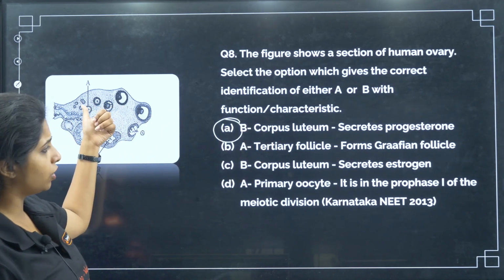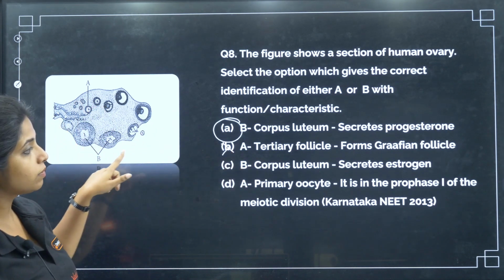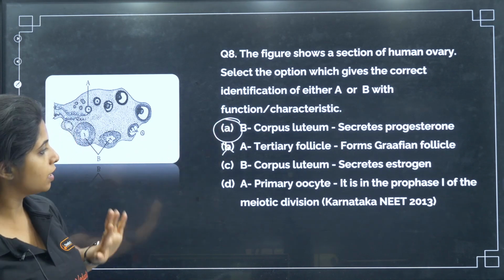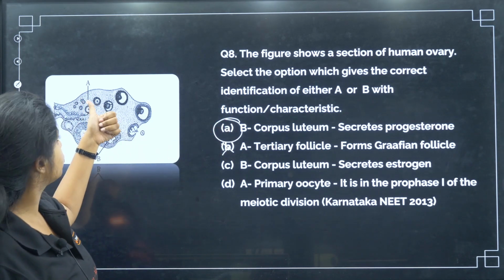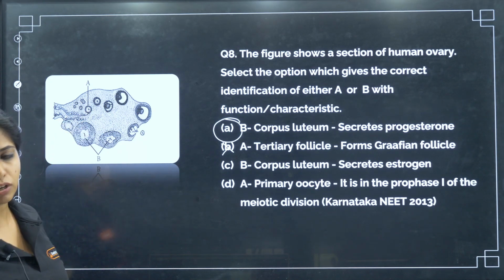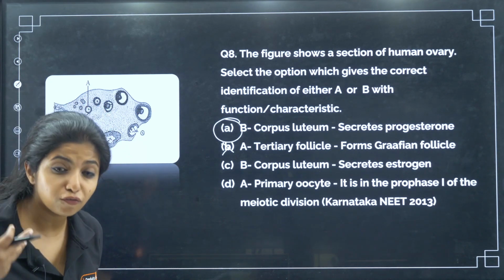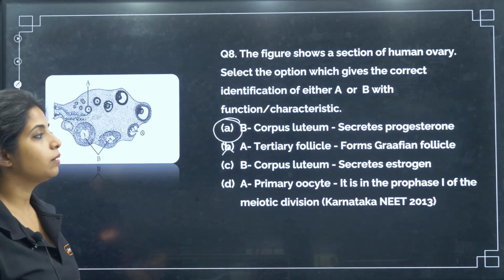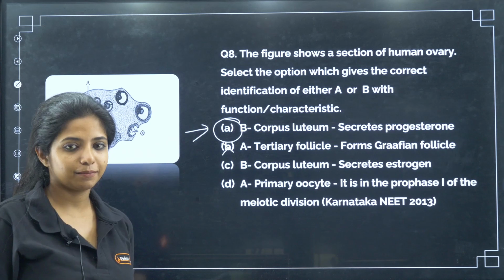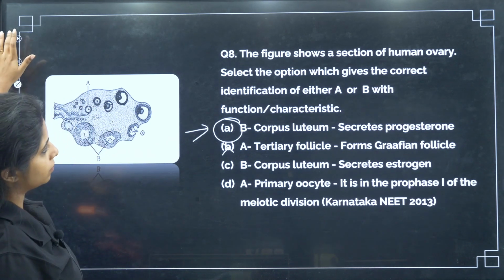Now A is tertiary follicle. A cannot be tertiary follicle, wrong. B is corpus luteum and secretes estrogen, correct. But what is more correct? This one, I told you, the primary function is this. And A is primary oocyte. It is in prophase 1 of meiotic division, my dear children. So apparently if it was said as primary follicle, it would have made more sense. But if you see, this is more correct, so I'll go with this. Okay, your answer will be A.